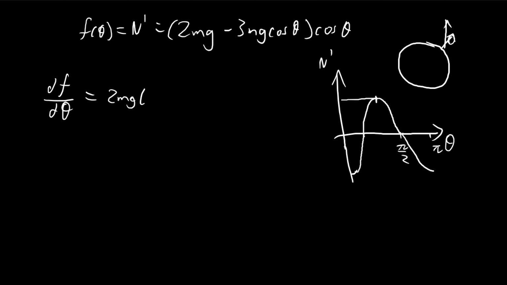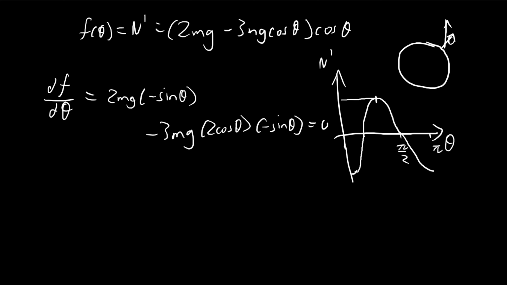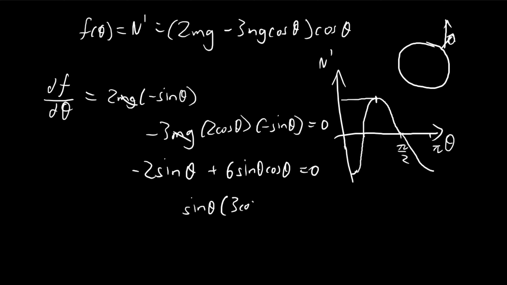So that's just 2mg negative sine theta minus 3mg, we have a cosine squared, so 2 cosine theta negative sine theta. And then we let this be equal to 0, just as we always would when we're looking for extreme values of a function. So you get plus 6 sine theta cosine theta, equal to 0. So if we pull the sine theta out, we get 3 cosine theta minus 1 equal to 0. So you see your two solutions: cosine theta equal to 1/3, and sine theta equal to 0.